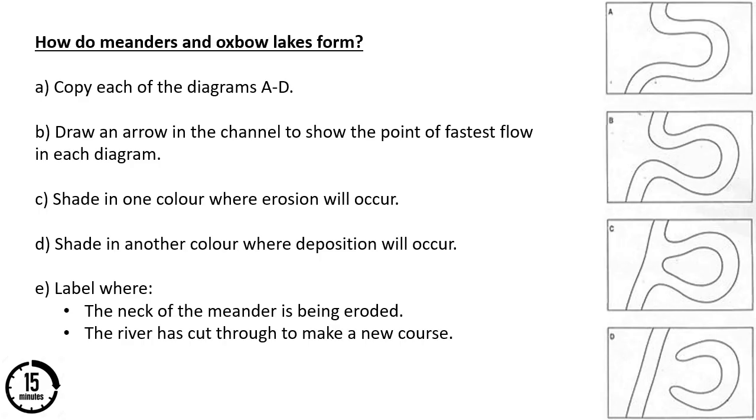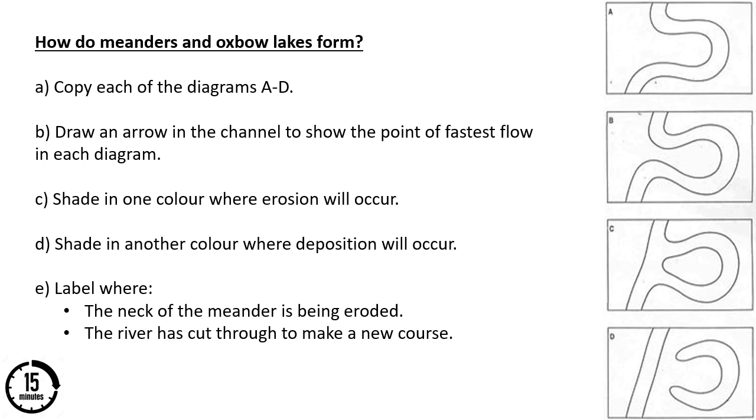There we go. Okay, so over to you. You've got 4 diagrams to copy. I'd like you to draw an arrow in the channel to show the fastest flow. Where is that point going to be? If you can't remember, go back, find out what's the rule.